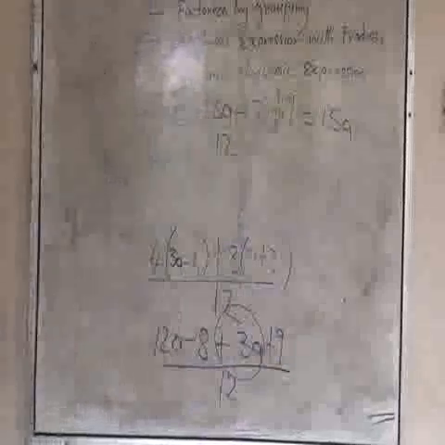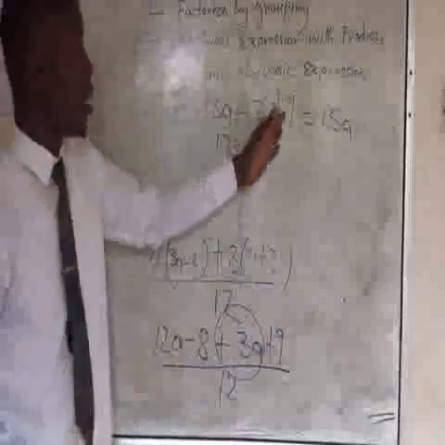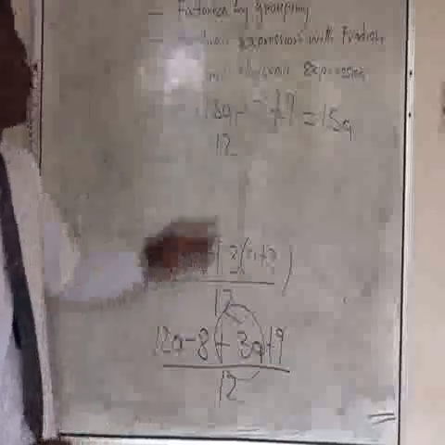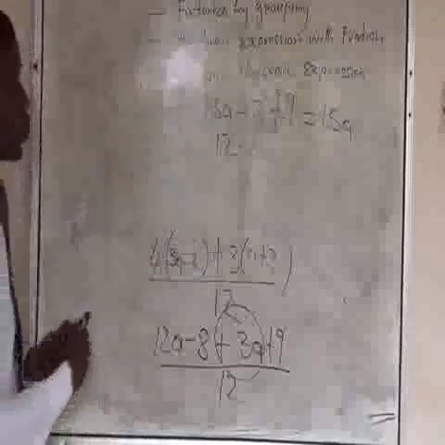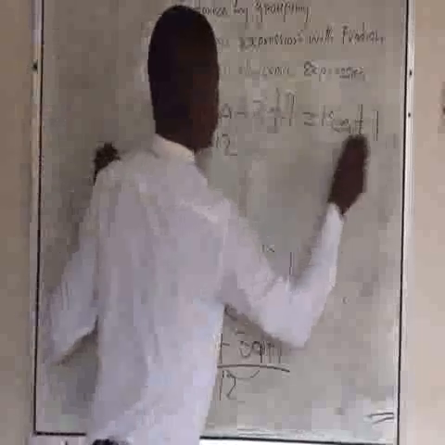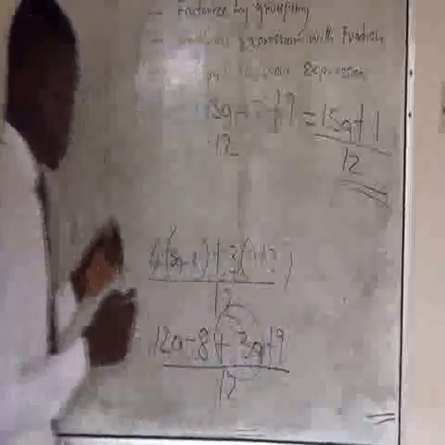Good. You owe 8 mangoes and you have 9 mangoes. When you pay that person the 8, you have only 1. So it will be plus 1 all over the denominator. This is the final answer.